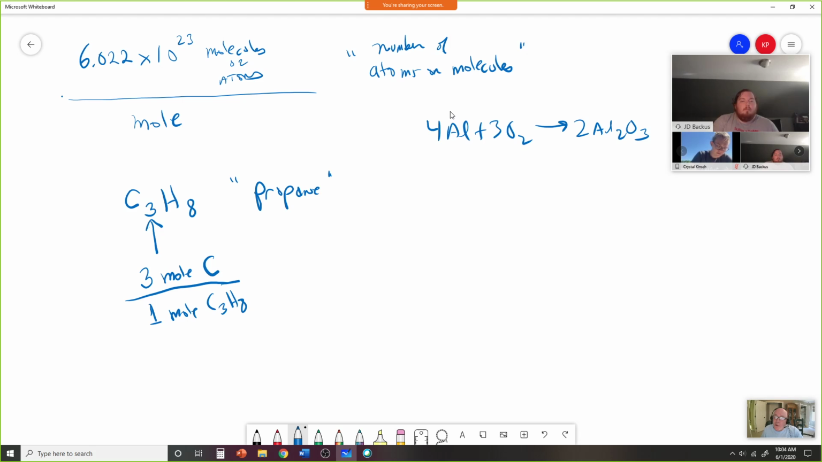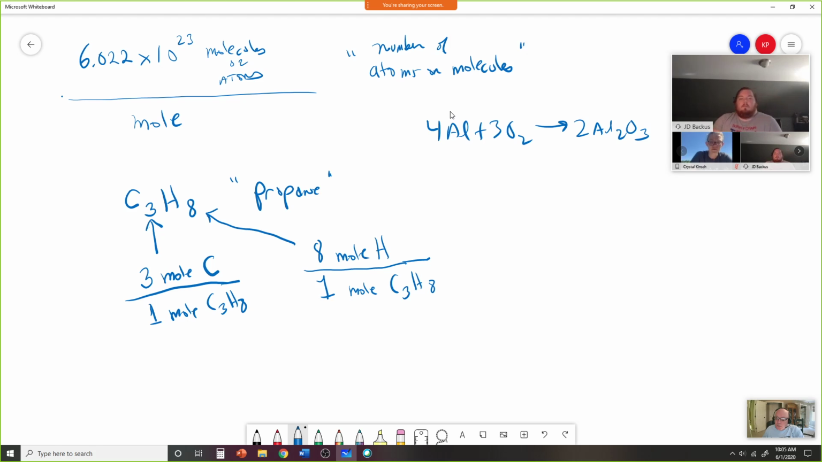C3H8. That's what it means to be C3 in C3H8. You have 3 mole carbon for every 1 mole of the whole molecule. You got 3 for every 1. And the same thing here. What does this mean right here? This means that we have 8 mole hydrogen for, guess what, every 1 mole of propane.